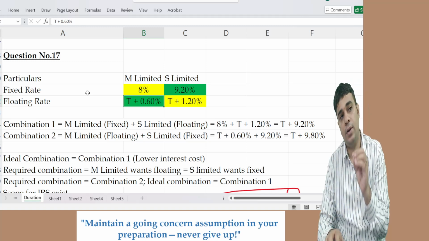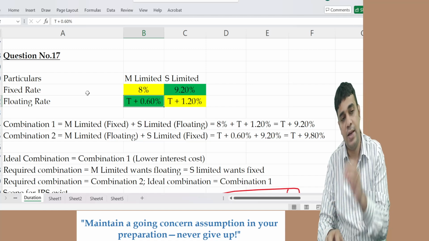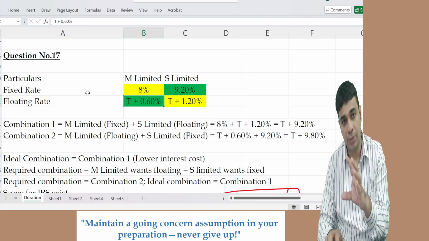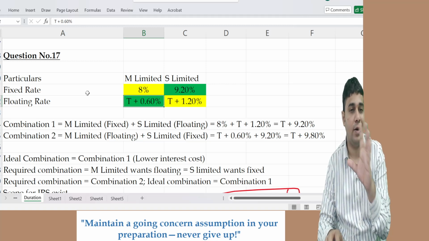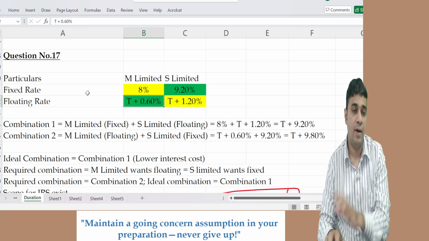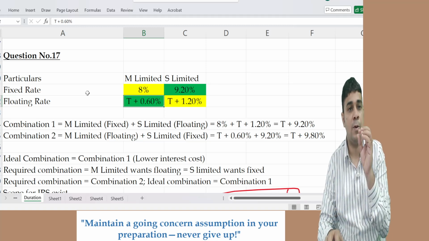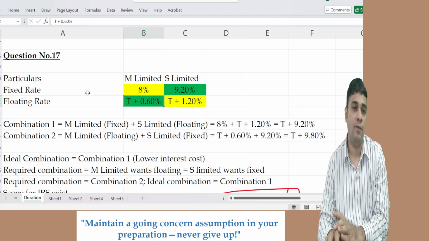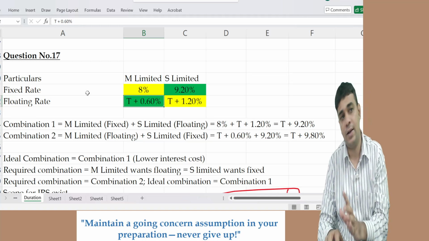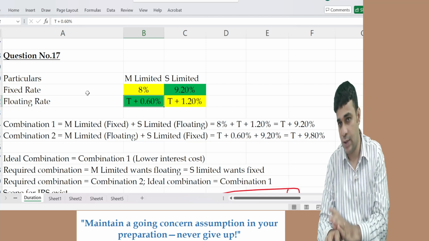The company is saying we want the green combination, which means M wanted T plus 0.6, S wanted 9.2. I told them I will do something and reduce your cost. Don't get it at T plus 0.6, don't get it at 9.2. How much will I save? The difference in total interest of the two combinations. How much is the difference? 0.6. This gain will be split between the two parties. In what ratio? The problem will give. If not given, equal split. 0.3 goes to the first party, 0.3 goes to the second party.